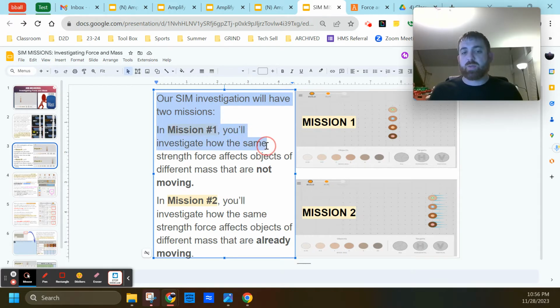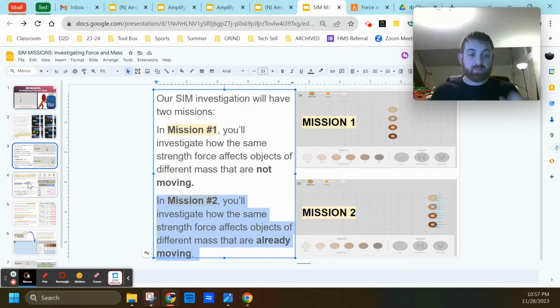The first mission, you'll be investigating the same strength force and how it affects objects that are not moving. Similar to what you see here, are four objects, but they're not moving. In mission 2, you'll be investigating how the same strength force affects objects that are already moving. Similar to what you see here with our objects moving with those velocity tails.